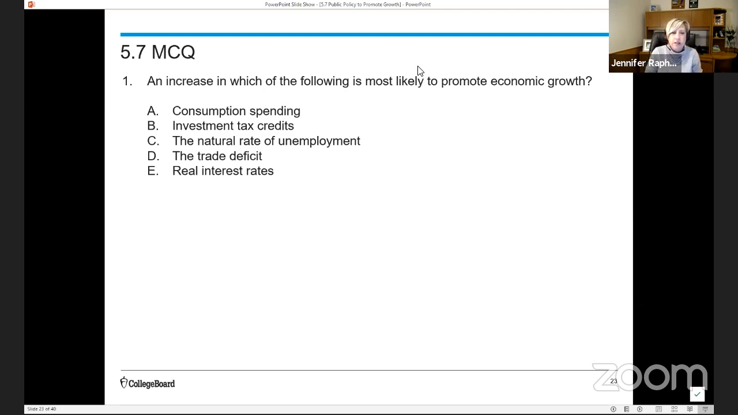Well, there's those words, investment tax credits. So think about that. An investment tax credit reduces the cost and increases the profitability of investment spending projects. So that's going to lead to more capital formation. So once we find the answer we're looking for in the answer choices, you can skim the rest of the answers, but you should know that investment tax credits are most likely to promote economic growth. So that's going to be the correct answer.